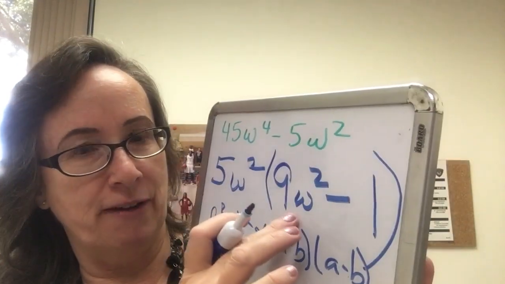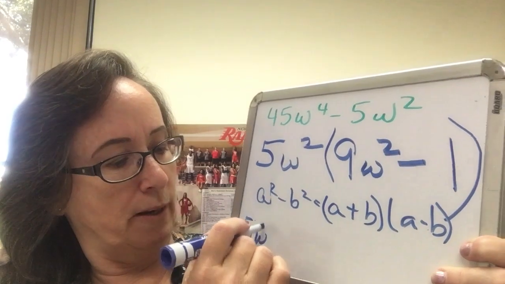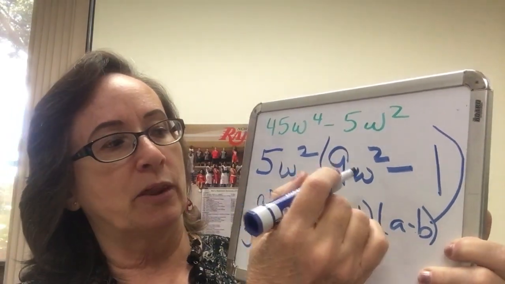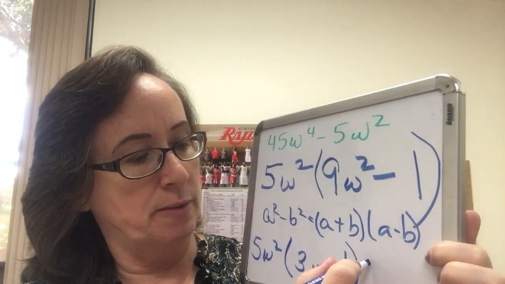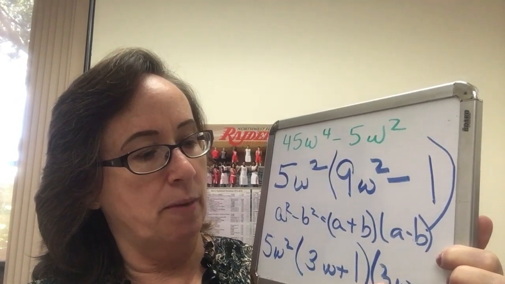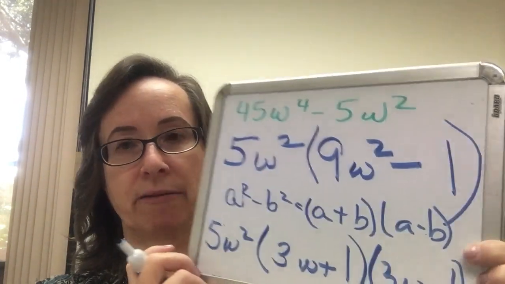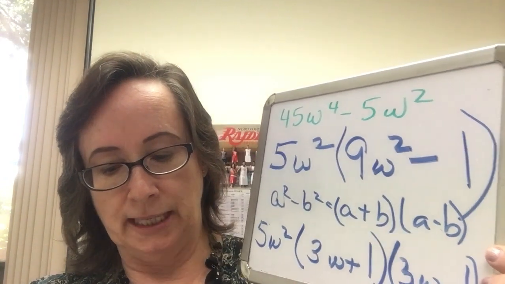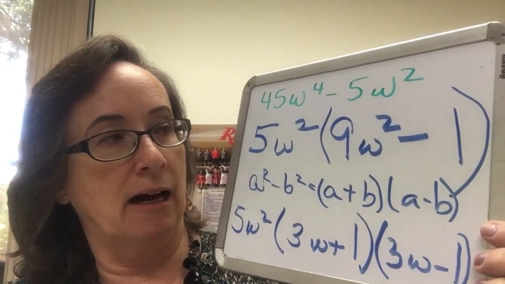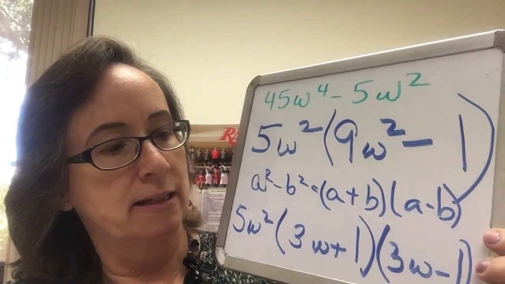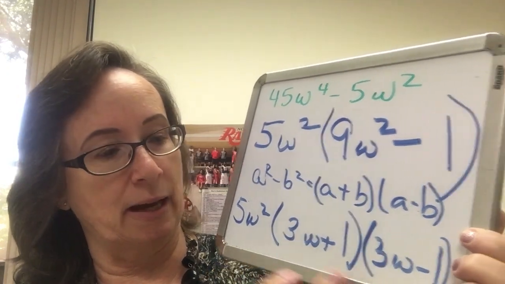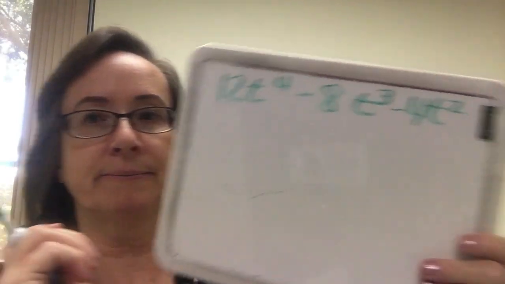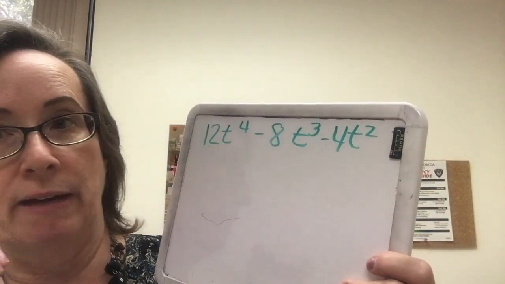So I can further factor this one into 5w squared times 3w plus 1 times 3w minus 1. Okay, so this was actually covered in 7.3. On this little homework set, they didn't make you break this one up, but it does break up into more factors.